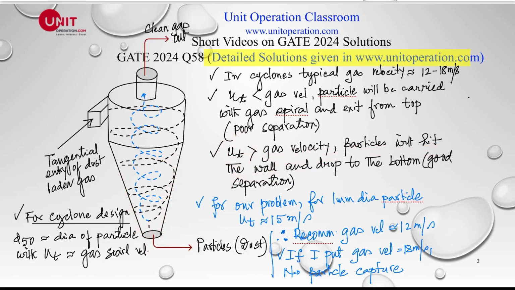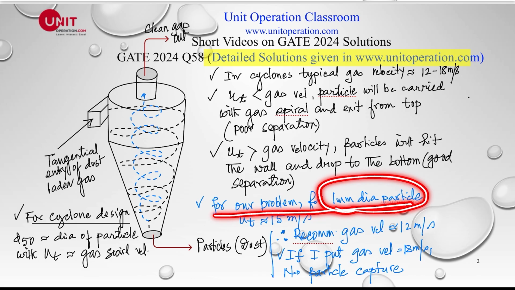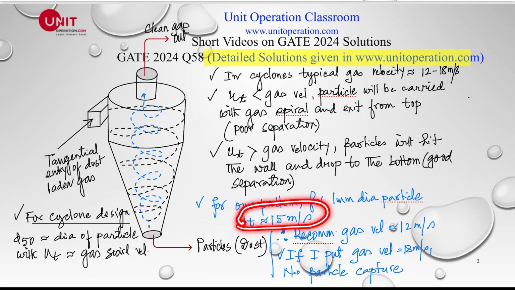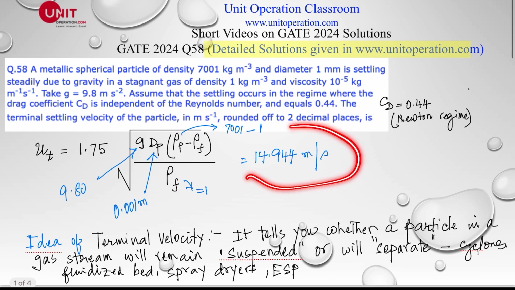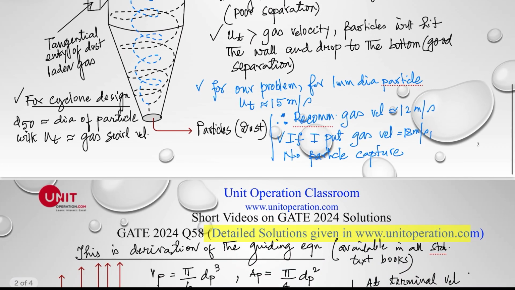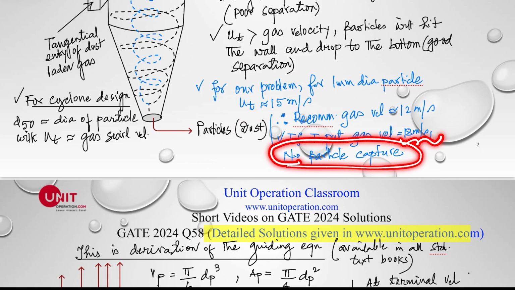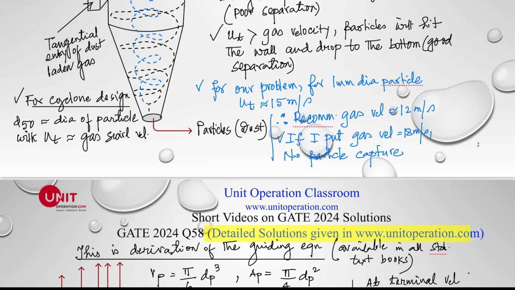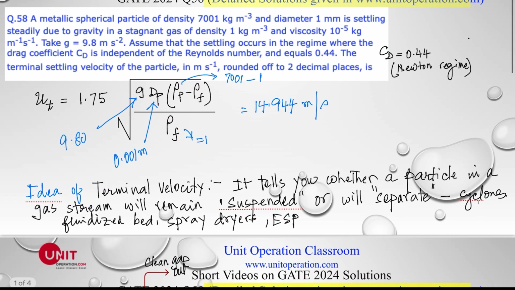So in this particular problem, let's see if we want to collect this 1 mm particle in a cyclone separator. We have seen the terminal velocity is close to 15 meters per second. So the recommended gas velocity should be 12 meters per second. If I put the gas velocity higher than the terminal velocity, let's say 18 meters per second, then these particles will not be captured and they'll be carried away. So terminal velocity is a very important concept in terms of particle capturing in cyclone separators. So this is my answer.